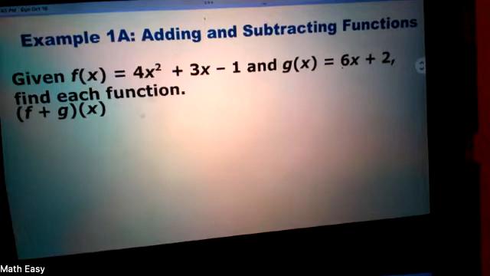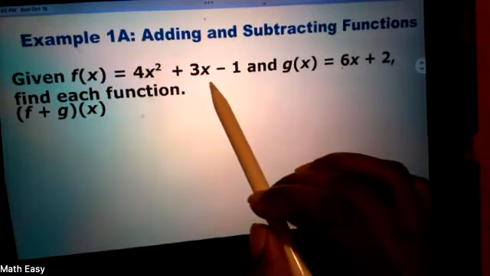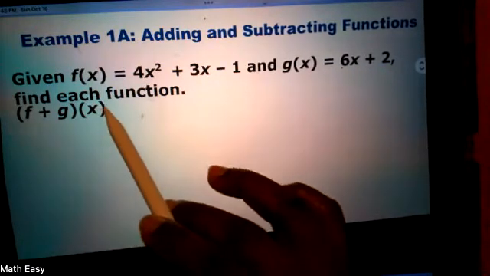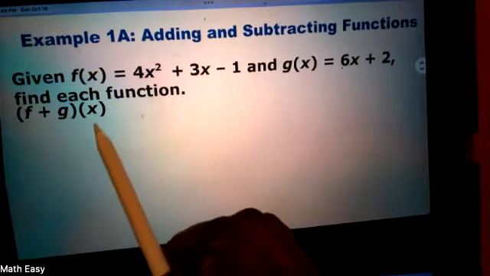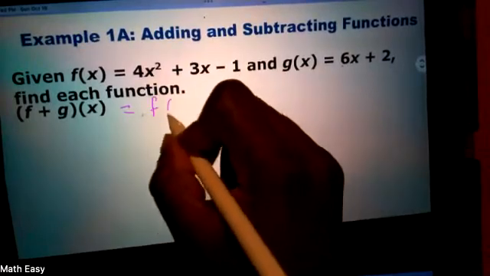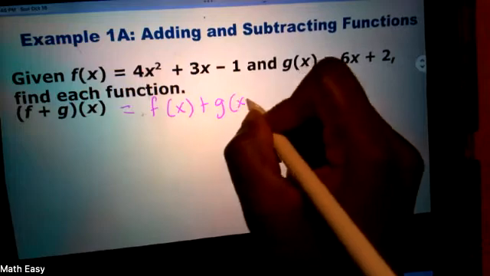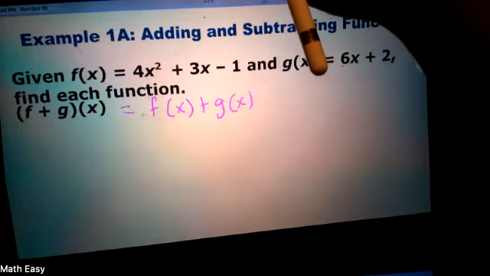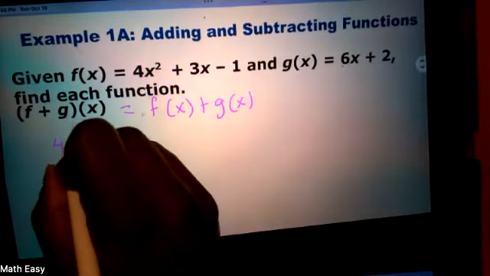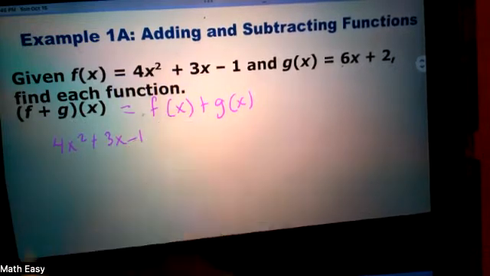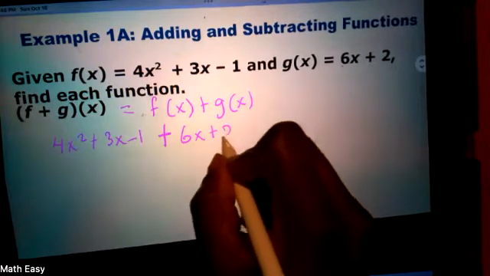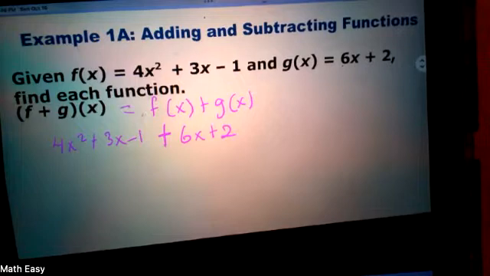Adding and subtracting. We have f of x is equal to 4x squared plus 3x minus 1, and g of x is equal to 6x plus 2. Find each function, f plus g of x. So based on what we've said previously, f of x plus g of x. So f of x is 4x squared plus 3x minus 1. We add that to 6x plus 2.